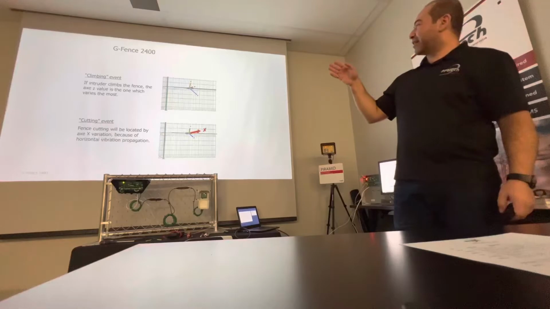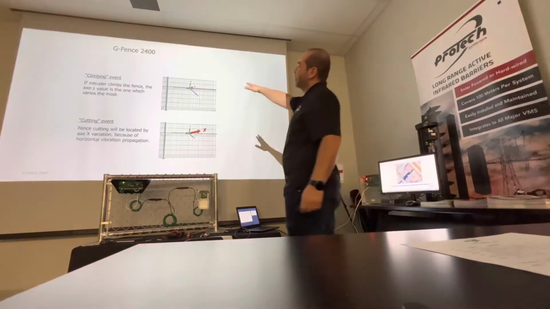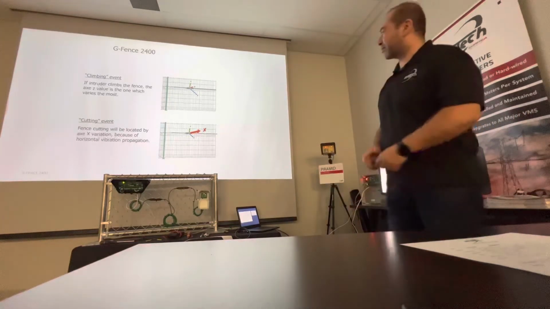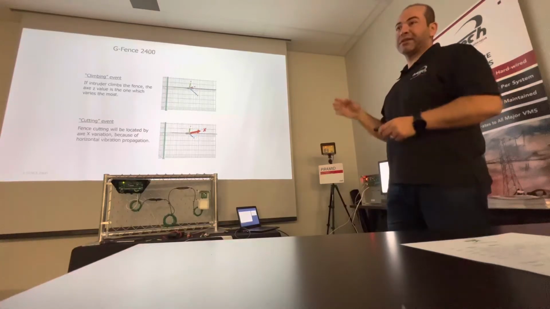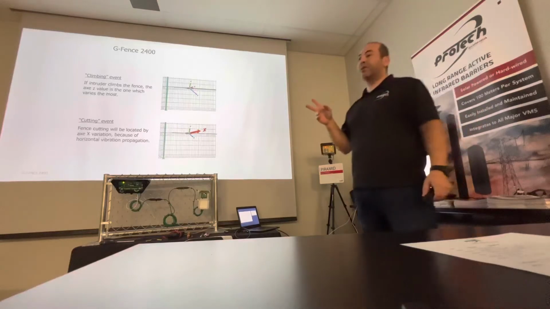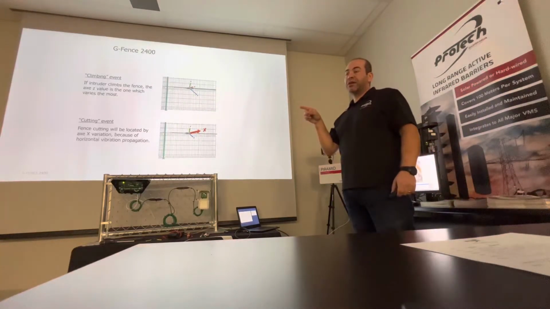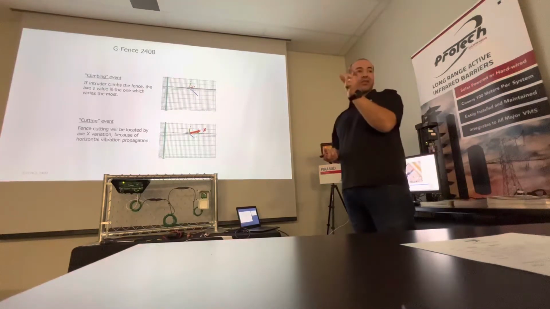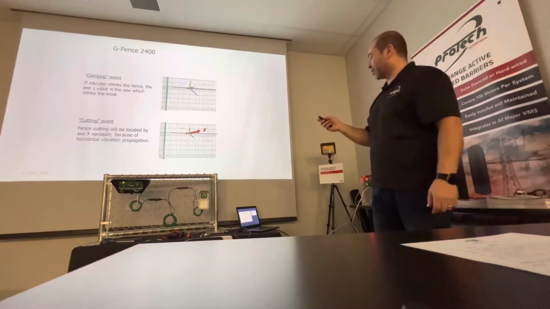So for a climbing event, it's the Z component. This is a different type of axis. Cutting will be X. So if someone cuts the cable between two fence panels, the nearest sensor will register the most value, so it will be captured by the system.